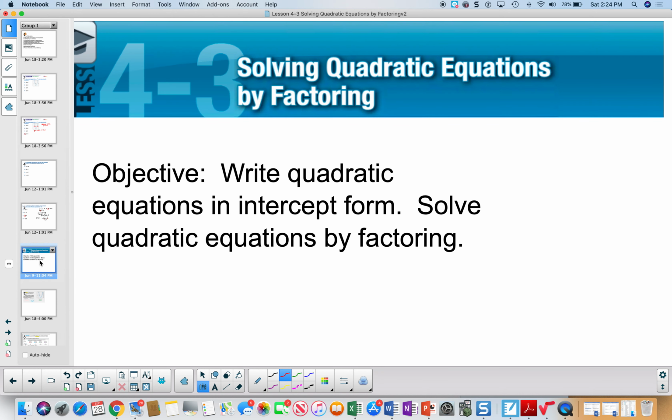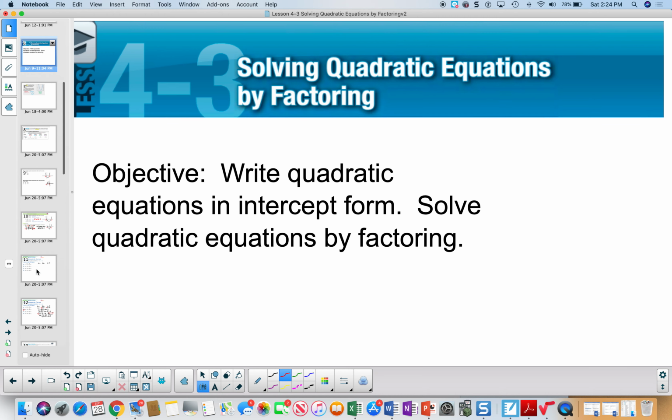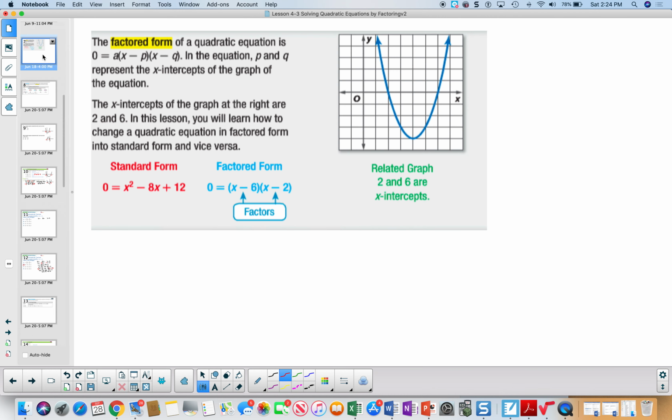Lesson 4-3, solving quadratic equations by factoring. Write a quadratic equation in intercept form and solve quadratic equations by factoring. Let's take a look at the standard form. It looks something like this. And this standard form is helping us figure out where the x-intercepts are. And the reason I know that is because y is 0 right now.